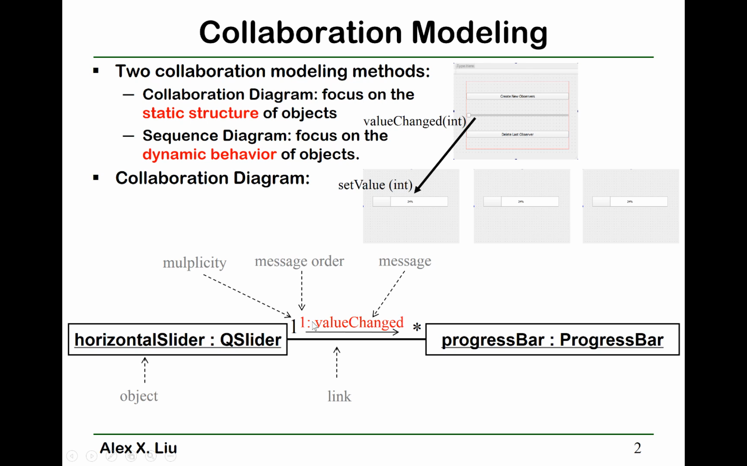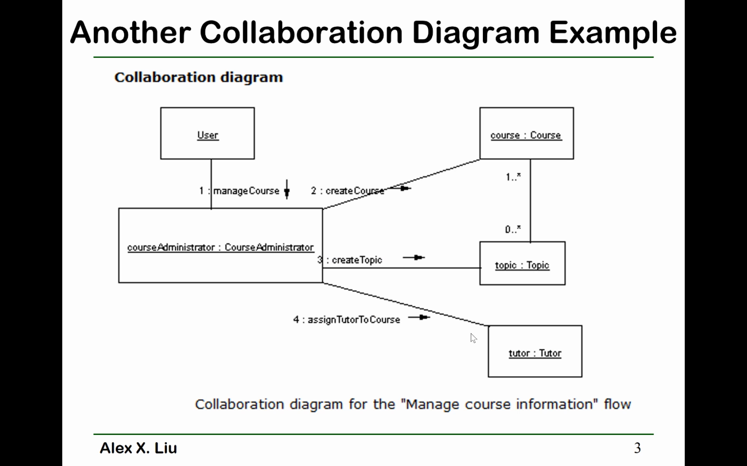And also we'll see that there's a number and colon here. Here, one colon means the message order. It means that this is the first message in a system. All right. Now let's take a look at another collaboration diagram.